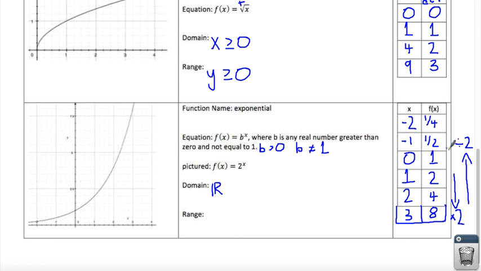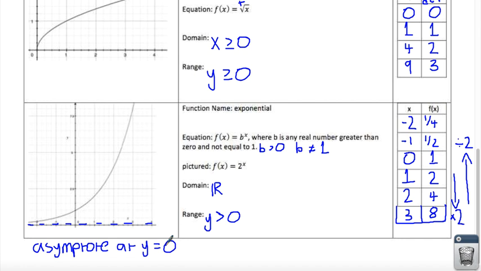The range of this function, notice when we go farther down in this table, we're going to keep dividing by 2. But no matter how many times we divide by 2, we'll never hit 0. So that means the range of this function is any real number strictly greater than 0. And in fact, the x-axis on this graph is what's called an asymptote. So the exponential function has an asymptote at y is equal to 0.